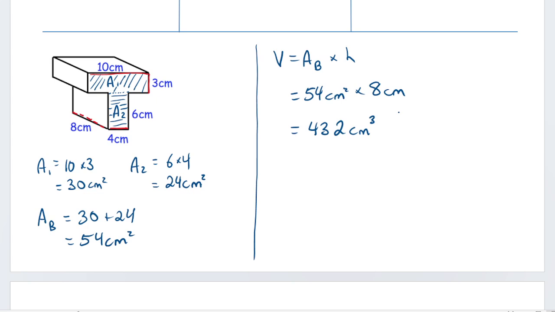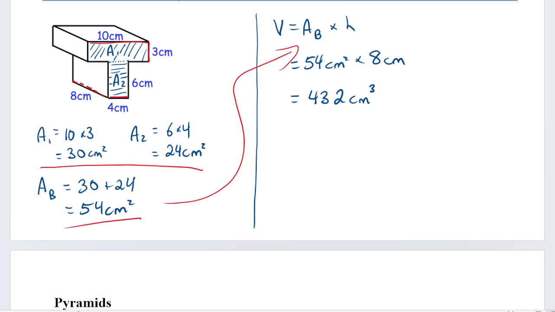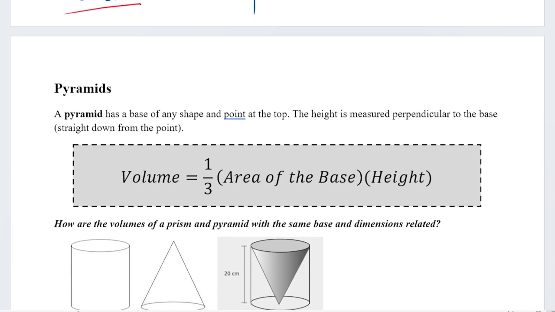So in a complex shape, you just need to figure out the individual pieces and add them together and get the area of the base and then sub it into your formula. So all we're doing compared to last day is multiplying by one more number.